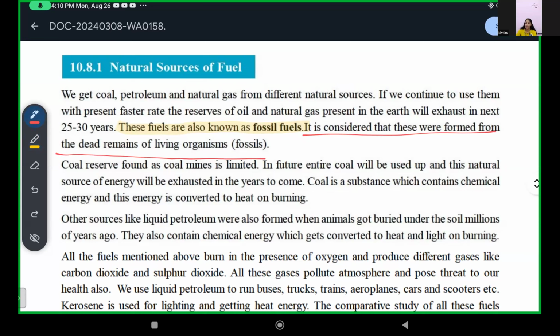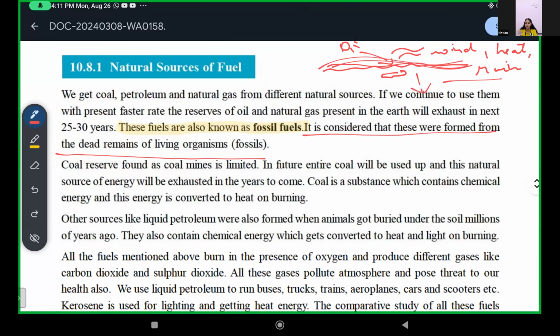Now, on those dead remains, there is pressure. Suppose some animal died. This is the layer of soil, and here is the dead remain. Now there is sunlight, wind, heat, rain, and the pressure of other atmospheric things. Atmospheric pressure is on the fuel, so a layer comes on top of it. Layer by layer, it comes on top, layers of sand. It gets buried down and down.